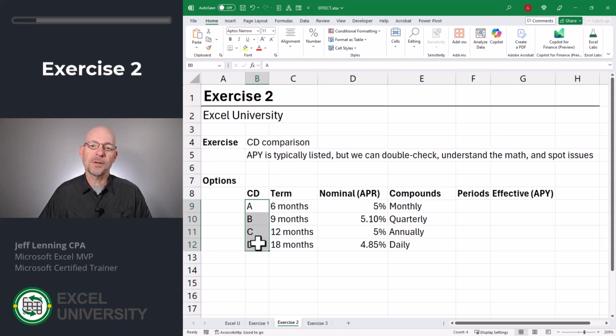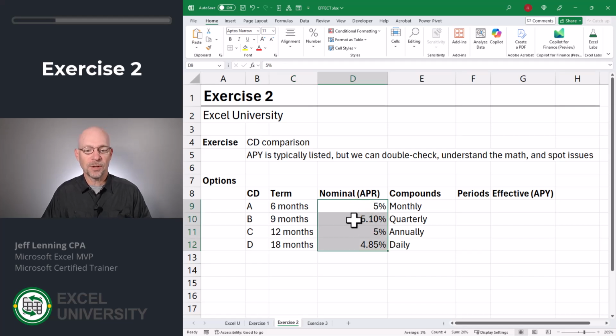So we're considering one of these 4 CDs. The first one is 6 months, the second one is 9 months, the third one is 12 months, and the fourth one is 18 months. And we've gathered all the APRs and put those in column D. We've also noted the compounding periods, and those are listed in column E.